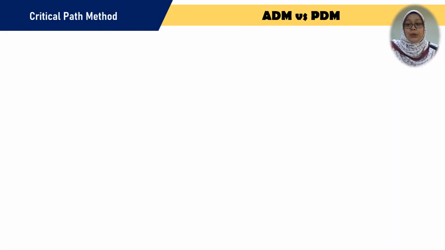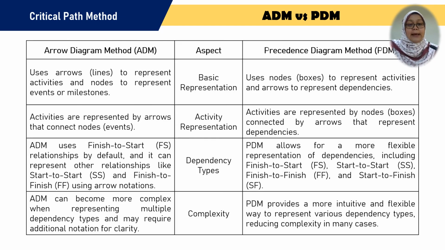So, can you differentiate between ADM and PDM while using the critical path method? No worries, I have prepared a table that differentiates ADM and PDM in various aspects. So we can go to the aspect of basic representation. ADM uses arrow lines to represent activities and nodes to represent events or milestones. While PDM uses nodes or boxes to represent activities and arrows to represent dependencies.